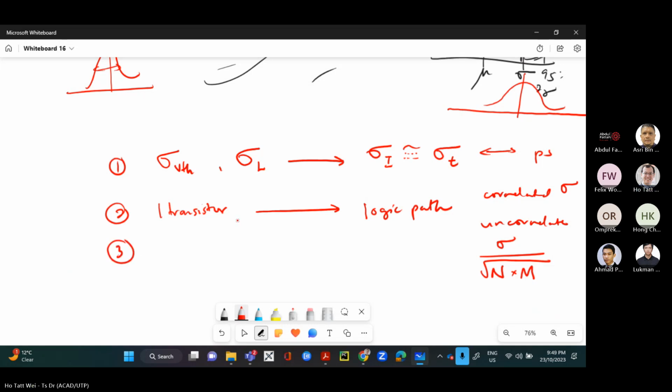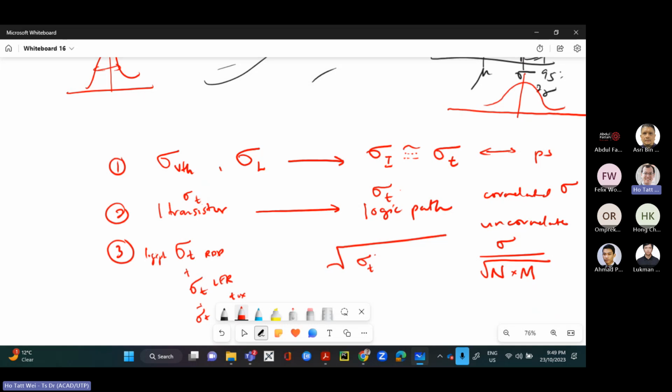Third, you got the delay. So this is now the variance of the logic path. This is the variance of one transistor. Now you got the delay of the logic path. So you must be able to combine this delay from, let's say, RDD, this delay for the logic path. This is the logic path delay from RDD, from line edge roughness, from oxide thickness. Typically, if they are uncorrelated, it's basically just this.